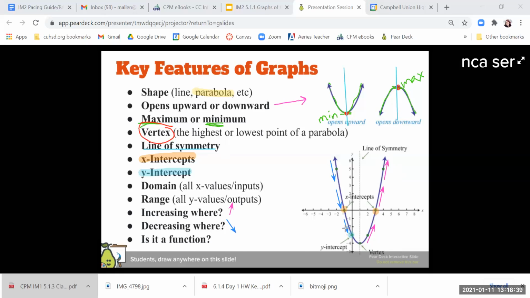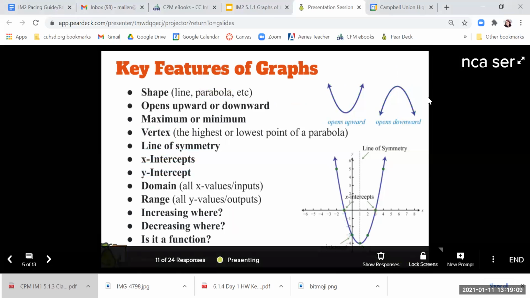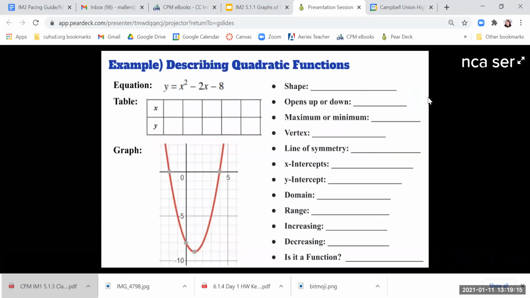And then, is it a function? And today, a function means for every input, there's only one output that goes with it. So it can't loop back over itself. And all parabolas that open upward or downward are functions. They're going to keep on going in a safe way where every input gets its own one output and it doesn't loop back over. Okay. All right. So this is just an overview slide. But now we're actually going to apply this and get all of the details of an actual graph.